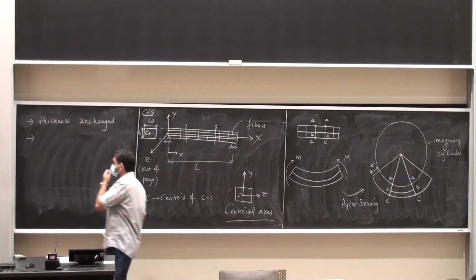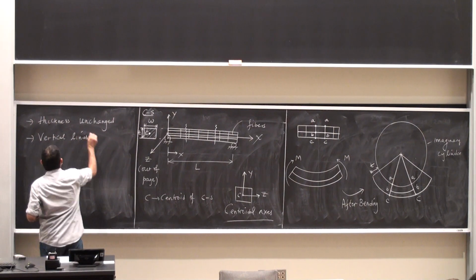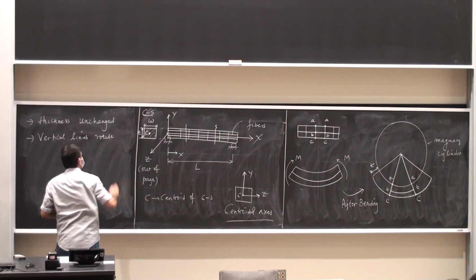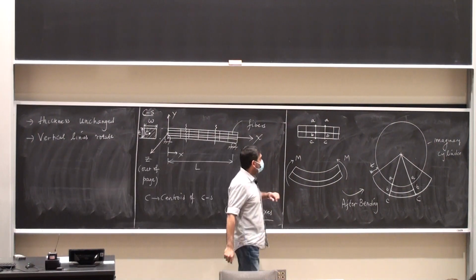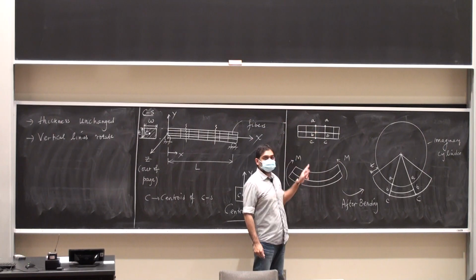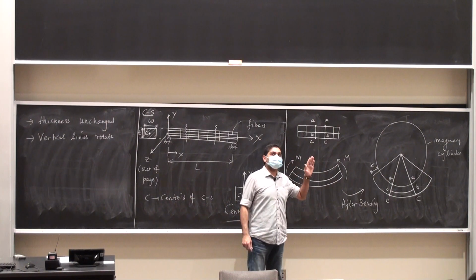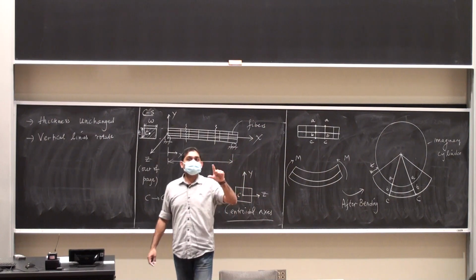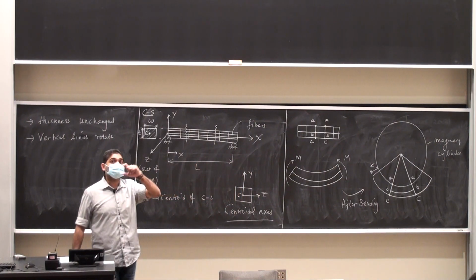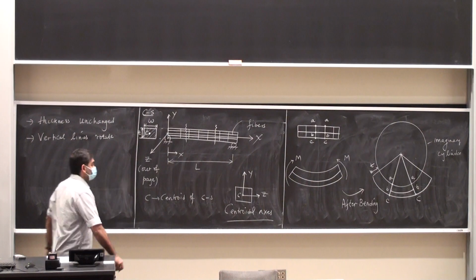Okay, so vertical lines. Can somebody tell me, is there any strain for the vertical lines? Do the vertical lines see any change in their length? They don't see any change in their length because the thickness has to remain the same. The only thing is the vertical lines have rotated, so they undergo zero strain in that sense. The third thing is that the horizontal lines now become curves.